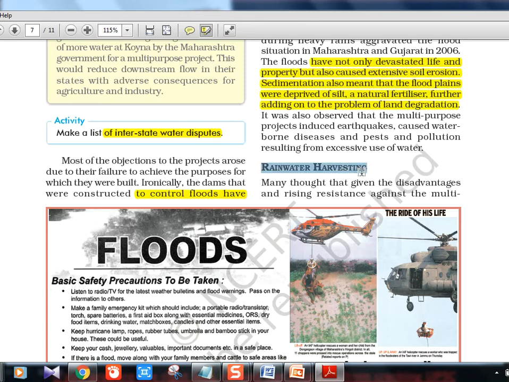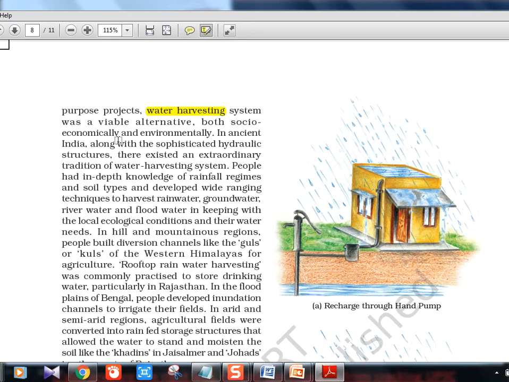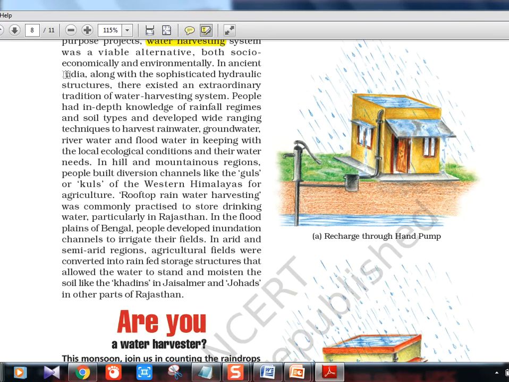Now rainwater harvesting; maybe some points are there, you should make a note of them. Many thought that, given the disadvantages and rising resistance against the multi-purpose projects, the water harvesting system was a viable alternative. So dams are a problem, so they thought water harvesting systems will develop. We'll see what it is. Along with the sophisticated hydraulic structures, there existed in ancient India an extraordinary traditional water harvesting system. People had in-depth knowledge of rainfall regimes and soil types and developed wide-ranging techniques to harvest rainwater, groundwater, river water and floodwater in keeping with the local ecological conditions and the water needs.